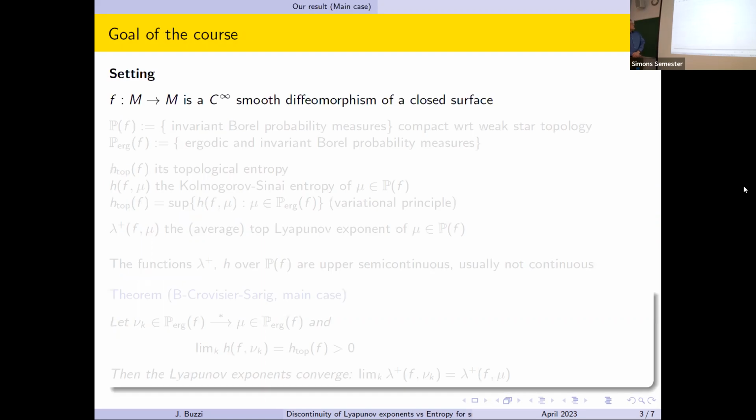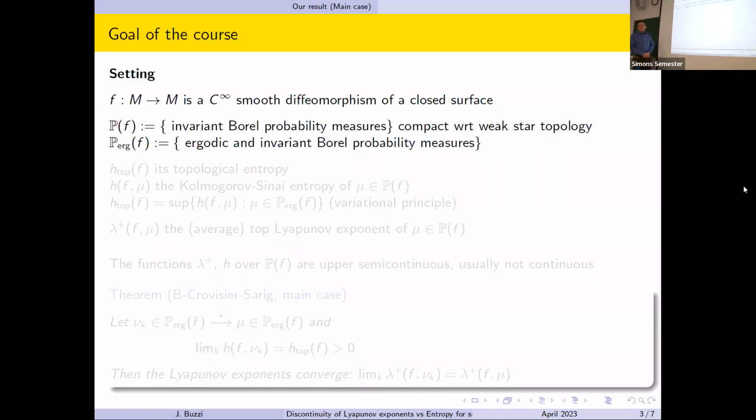So what is the setting in all these lectures? It will be a diffeomorphism on a closed surface. That means compact, boundaryless, and we will strongly use, not at all times, but at key points, C infinity smoothness and invertibility. We'll be considering the invariant probability measures. Often I will just say measures, but I am always thinking about invariant probability measures. And P of F is the set of those measures. I always consider it, as usual, equipped with the weak star topology, which makes it into a compact metrizable space.